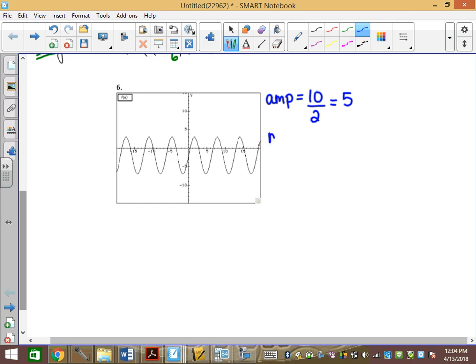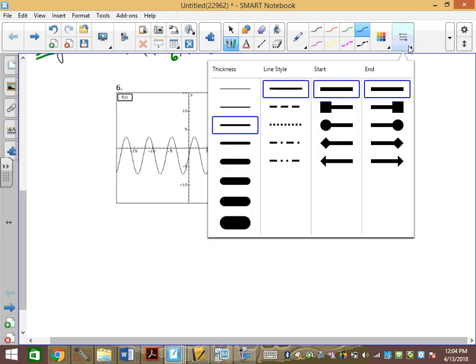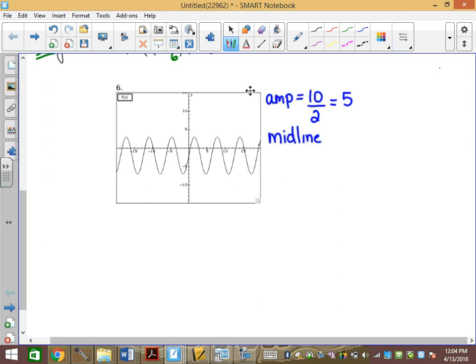We need the midline. The midline's really easy once you have the amplitude. It's the middle. So if you draw your amplitude down, you draw your amplitude up, they should meet at the midline. So we're going to go down 5. We're going to go up 5, and they meet at y equals -2. So my midline is y equals -2. So my d value is -2.